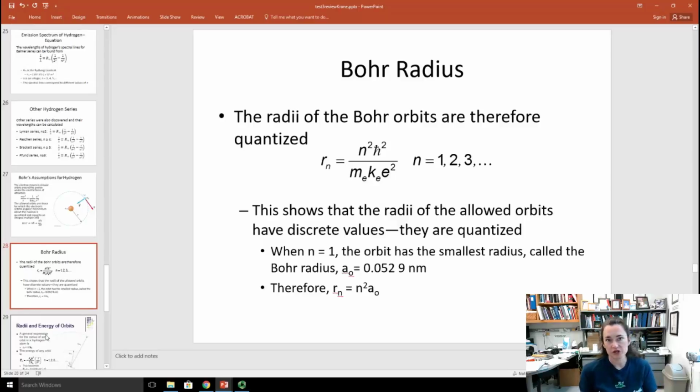Now, if you use the equation for the force and for the quantization of the angular momentum, you can then solve for the allowed radii, where the electron won't spiral in and crash into the nucleus. And those values are n squared h bar squared over m k e squared, where k here is the Coulomb constant, 8.99 times 10 to the 9th, m is the mass of the electron, h bar is Planck's constant divided by 2 pi, and e is the fundamental charge. So if you solve for those things, it's n squared times a constant. And if you solve for what that constant is, it's 5.3 times 10 to the minus 11 meters. And this is known as the Bohr radius and is often symbolized with a naught.